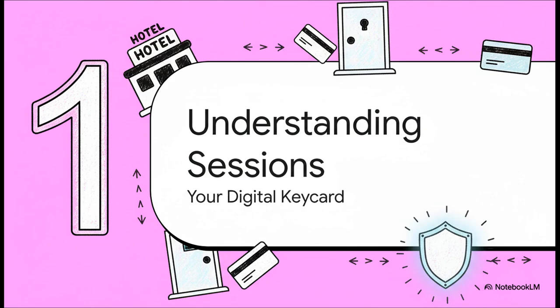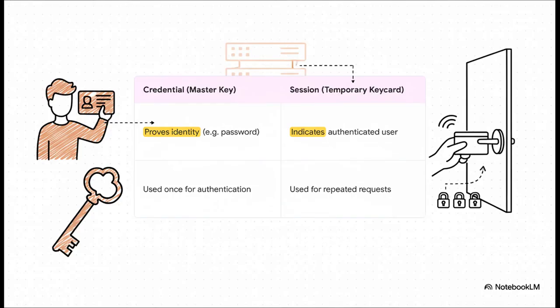So to really get a grip on how this all works, let's use an analogy. I want you to think of your online account like a secure hotel. And to get into your room, you first have to prove who you are at the front desk. And this slide right here breaks it down perfectly. Your password, that's your credential. It's like showing your ID at the hotel check-in. You do it one time to prove you are who you say you are.